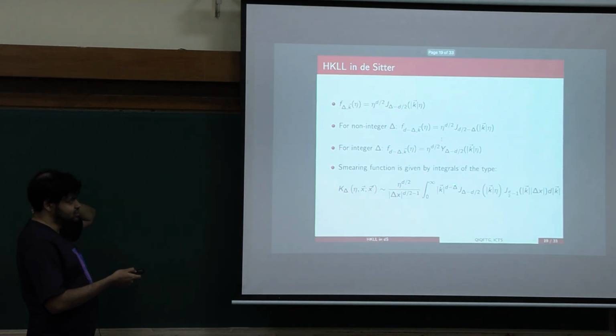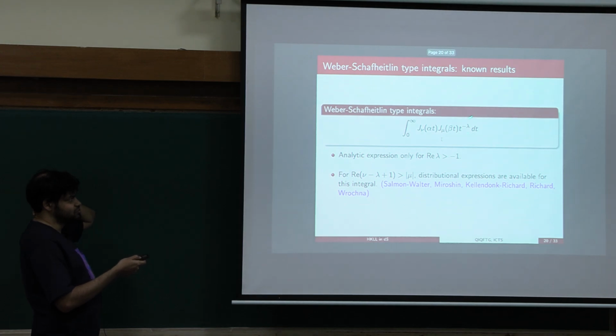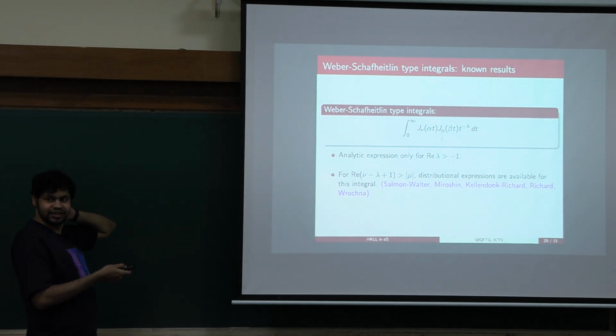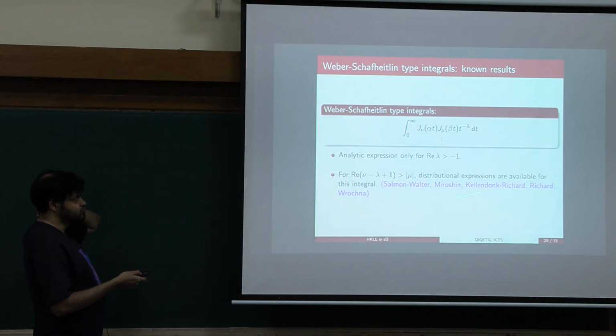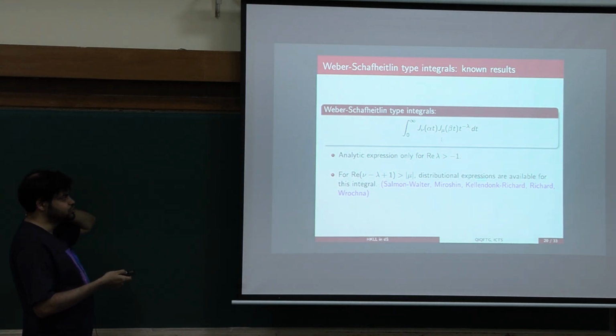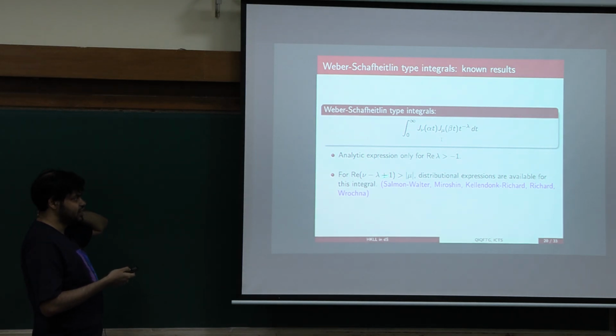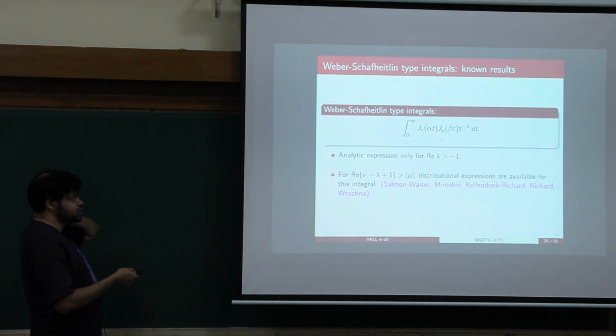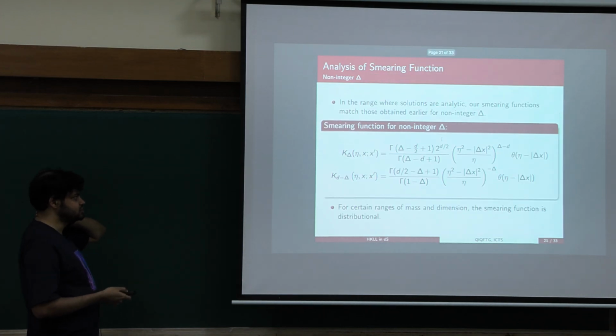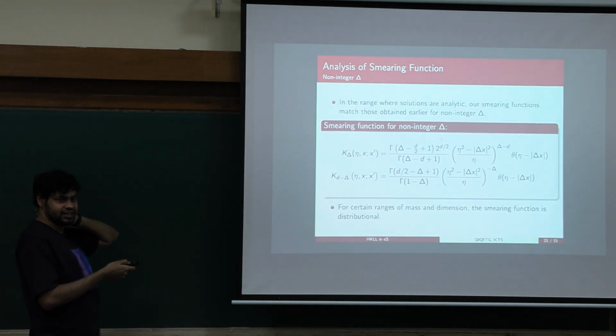So you can go back and see that there's a d minus delta over here, which looks like the minus lambda here, and the exact same kind of integrals, but they don't always give you analytic expressions, only in some range of this. And for other ranges, a lot of people have found distributional expressions for this. I've written this one, this corresponds to this one, but in other cases for different kinds of conditions you can get different distributional expressions or some asymptotic series type things. So when you plug this back, the final result that we get is that in the range where solutions are analytic, the smearing function matches those obtained by Xiao.